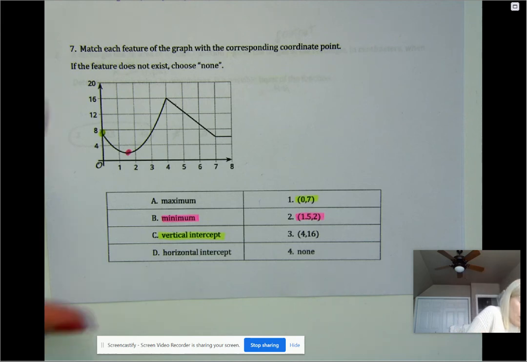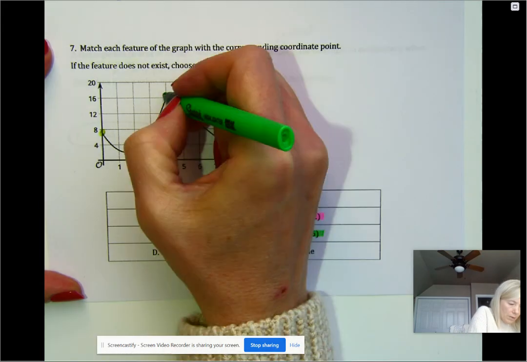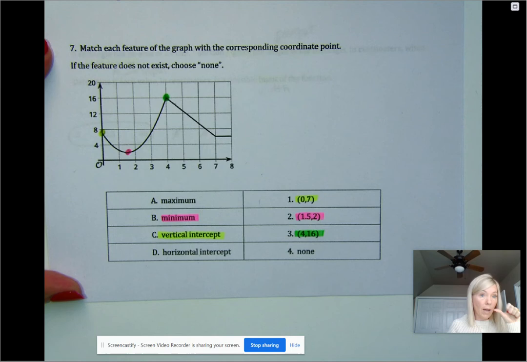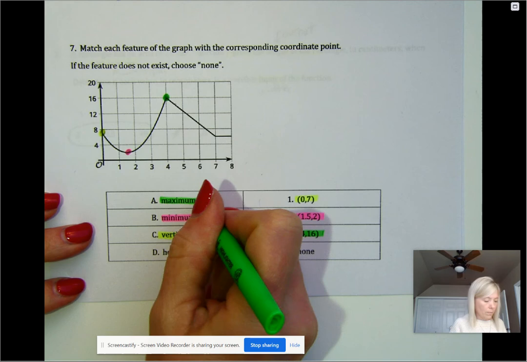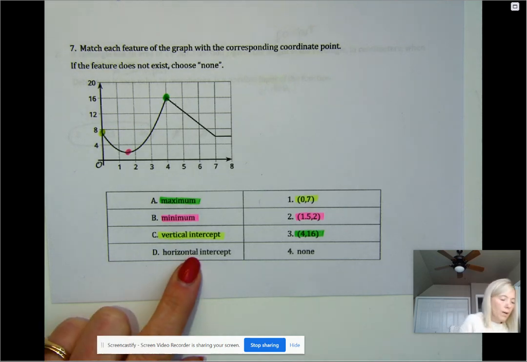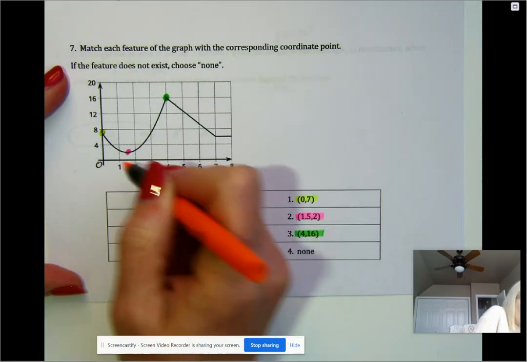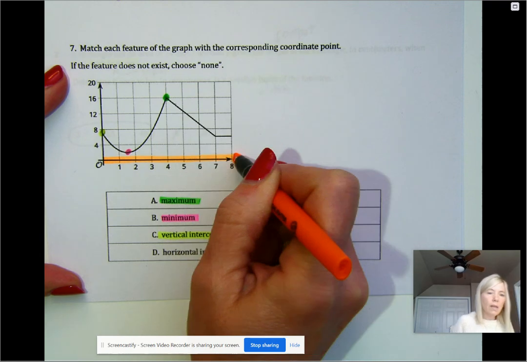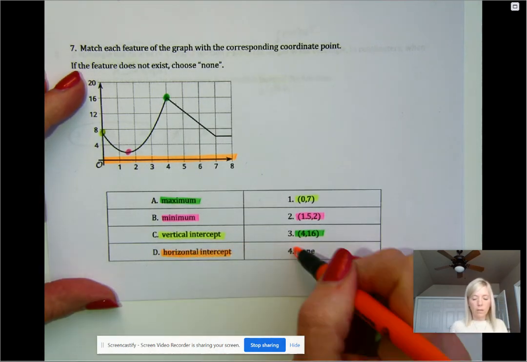Next is the point (4, 16). It's right here, and it looks like that's the very highest point on the graph. So I'm going to match that with the maximum. The one that's left, the horizontal intercept, is going to match with the term none, because this is the horizontal axis and there isn't any point of that graph that's touching it. So for horizontal intercept, none is the correct choice.